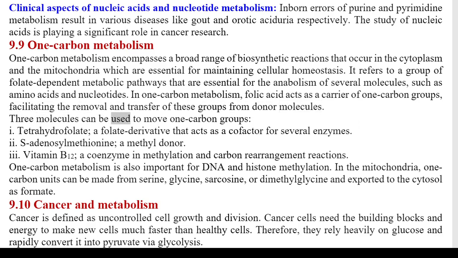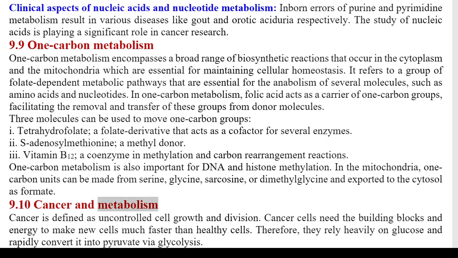Three molecules can be used to move one-carbon groups. 1. Tetrahydrofolate, a folate derivative that acts as a cofactor for several enzymes. 2. S-adenosylmethionine, a methyl donor. 3. Vitamin B12, a coenzyme in methylation and carbon rearrangement reactions. One-carbon metabolism is also important for DNA and histone methylation. In the mitochondria, one-carbon units can be made from serine, glycine, sarcosine, or dimethylglycine and exported to the cytosol as formate.